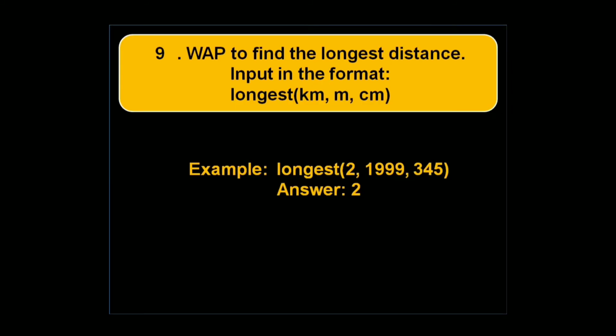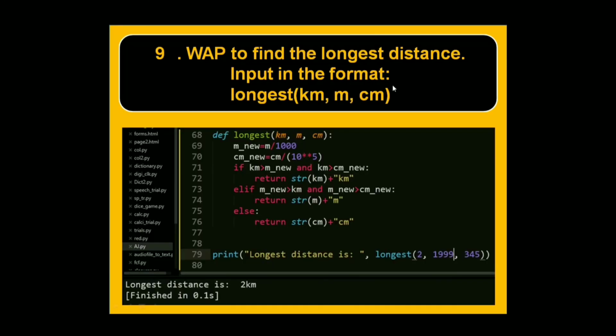Ninth one, last but not the least. Here we are supposed to write a program to find the longest distance, and the input should be in the format first kilometers, meters, and centimeters. So basically you're supposed to make a function named longest and carry out the action. Here's an example for you. Let's say in the longest function you have passed 2 kilometers, 1999 meters, and 345 centimeters. From that, your answer should be 2 kilometers, right? Because that's the highest.